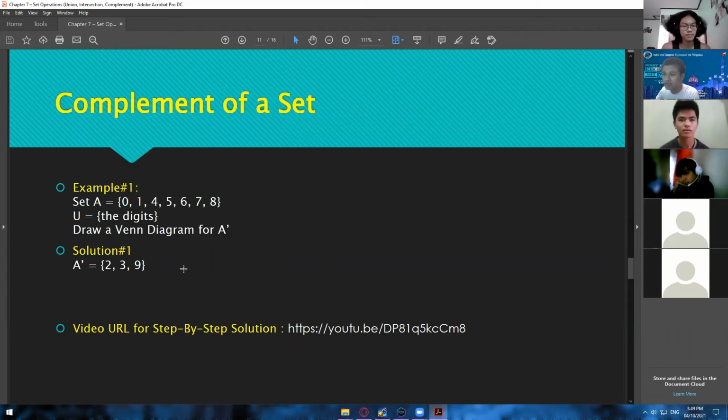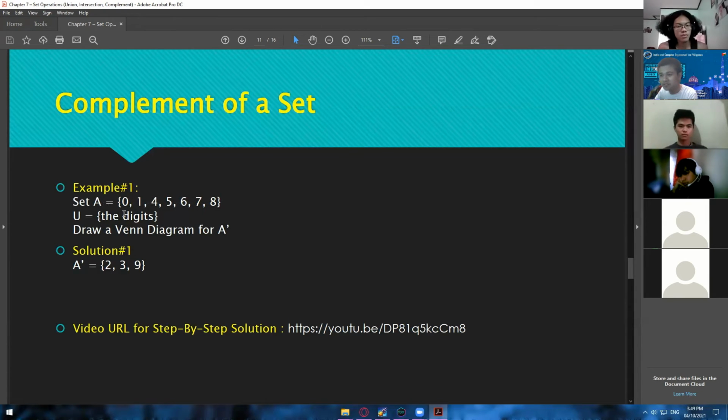So all you need to do is get the opposite of that, let's say set. Okay. So set A is equal to 0, 1, 4, 5, 6, 7, 8, and then U is equal to the digits, meaning it's ranging from 0 to 9. So draw a Venn diagram for A complement. So all we need to do is get the elements that is not on the set A.